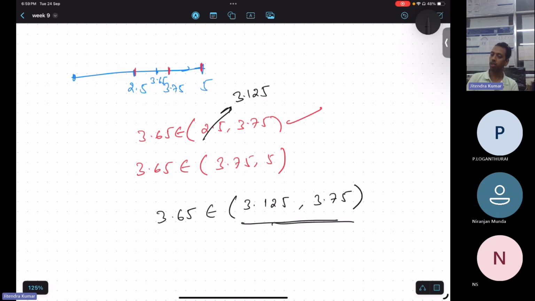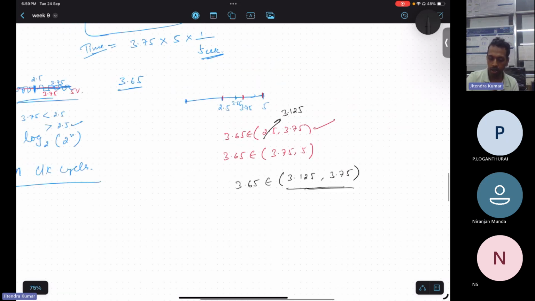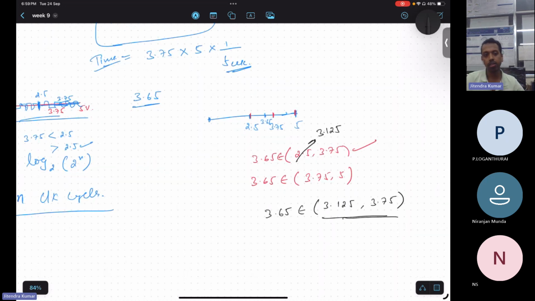Yes sir. Okay, great. So that is why we concluded that it is going to take n clock cycles to convert if we have n bits of ADC. So that is how it becomes faster than our ramp type and all.